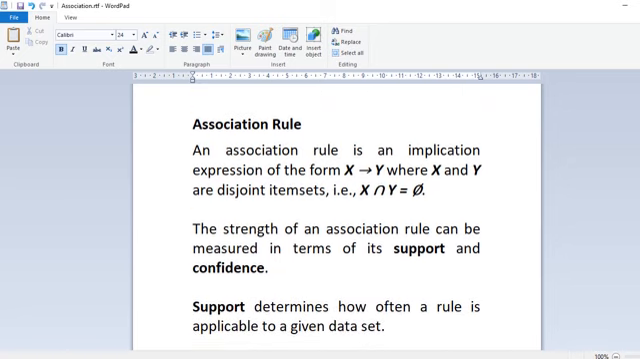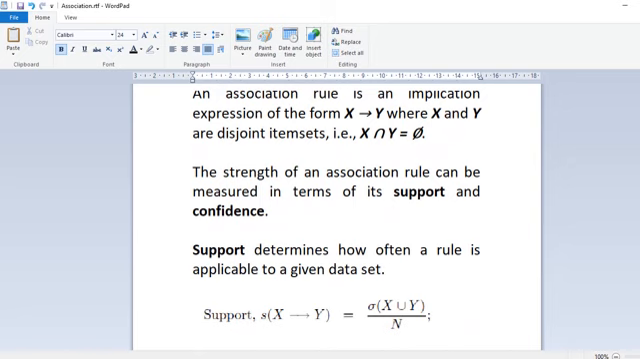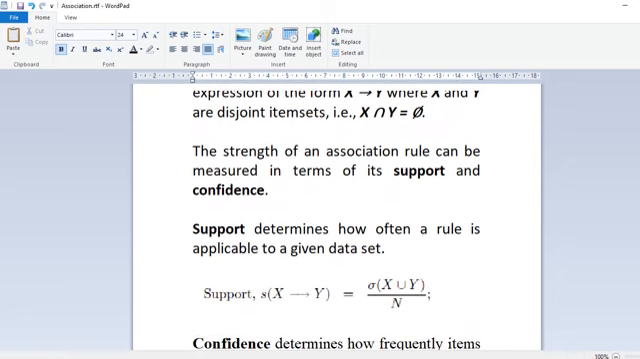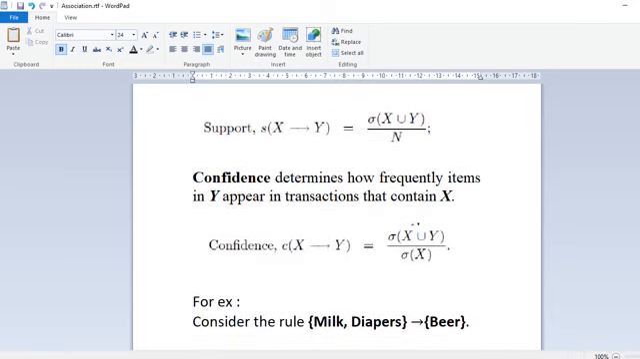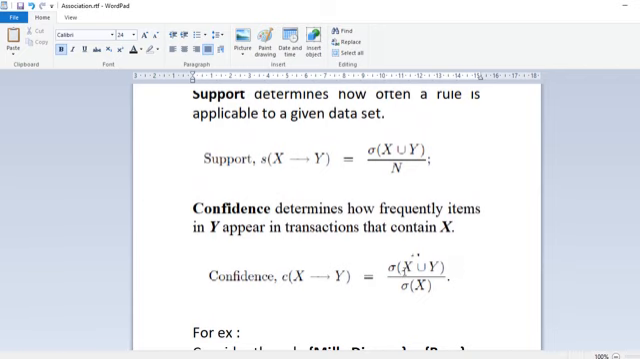Next we will see how to measure the strength of the association with the help of support and confidence. Support determines how often a rule is applicable to a given data set, that is the support count of a particular rule divided by the total number of transactions. What do we mean by confidence? It determines how frequently items in Y appear in the transactions that contain X. It is given by the support count of X union Y divided by the support count of X.